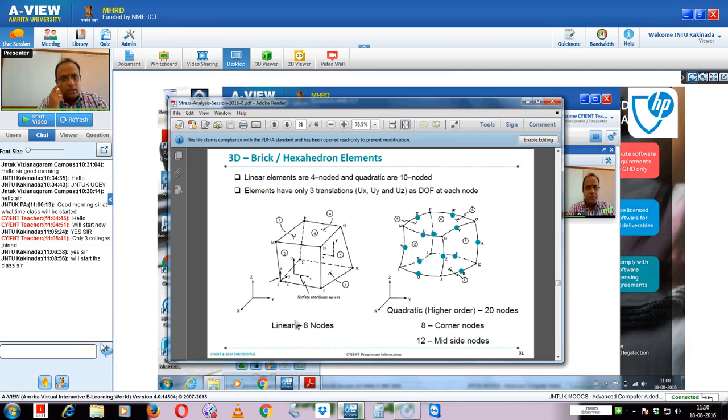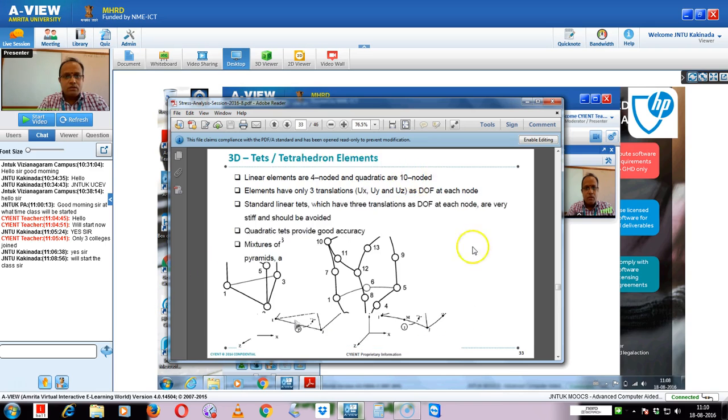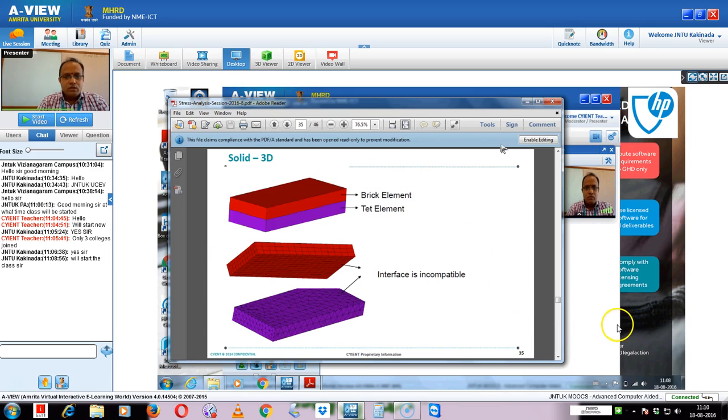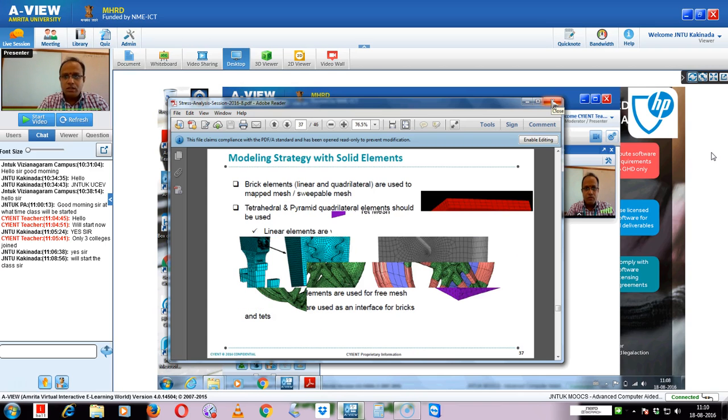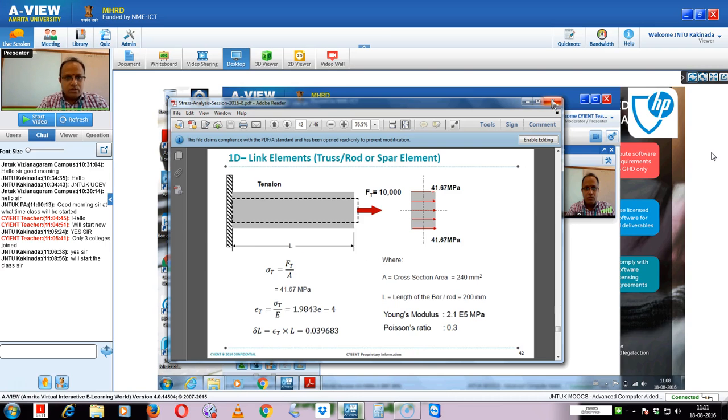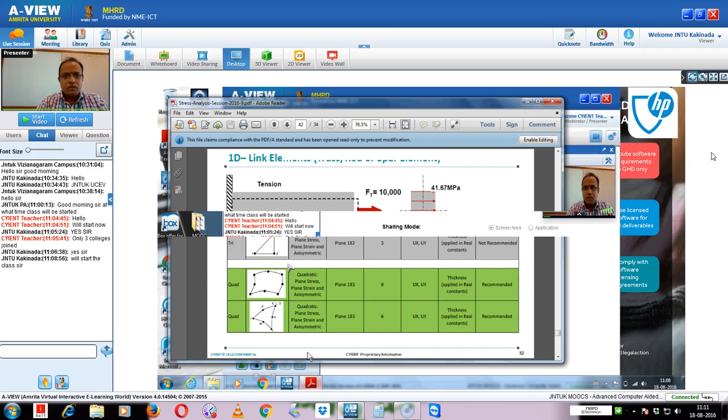3D elements, brick element, tet element, and pyramid elements. Okay, so yeah. So we also discussed 1D elements. Let us start with today's session.